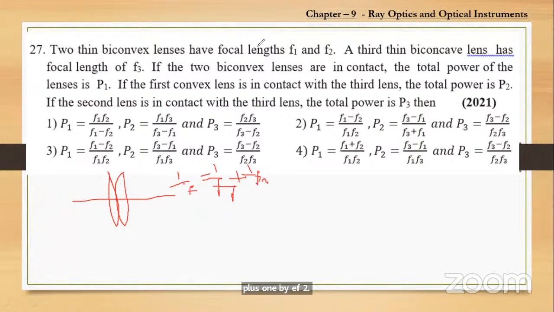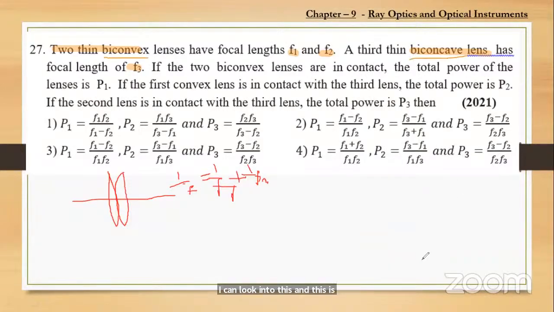Here two biconvex lenses are there, of focal length f1 and f2. A third lens has a focal length f3. They are not saying whether it's convex or concave. Sorry, I forgot to say that one, and that is important. This one is convex and this one is concave.